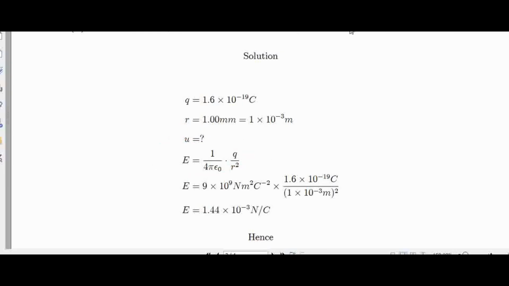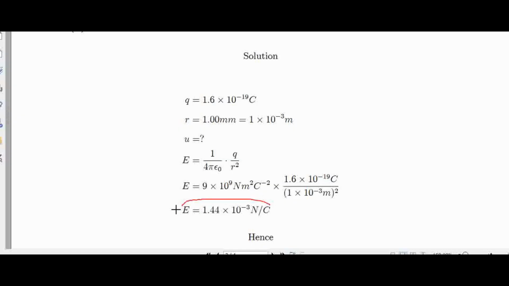So E will be equal to, plug in the values, 1/4πε0 is 9 × 10⁹ Newton meter square per coulomb square, and Q is 1.6 × 10⁻¹⁹ coulomb. R is 1 × 10⁻³ meter, and it is squared, so we will put the square. When we simplify it, the units simplify to Newton per coulomb, and we get E equal to 1.44 × 10⁻³ Newton per coulomb. This is the electric field strength at a radial distance of 1 millimeter.